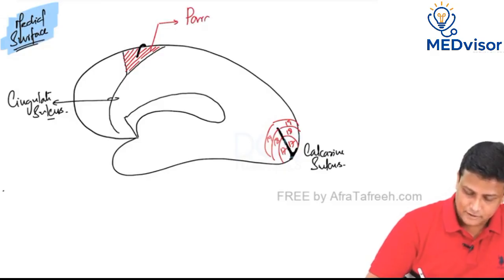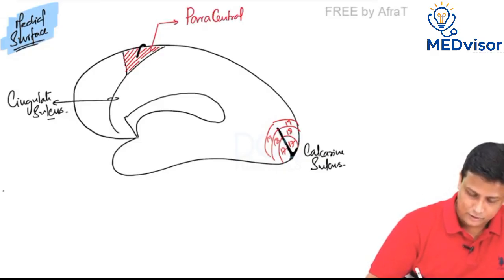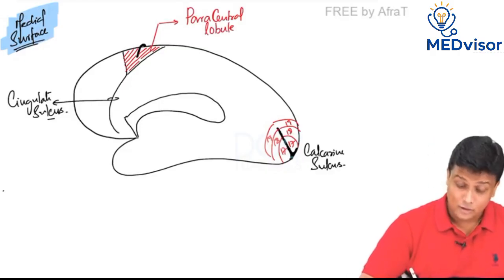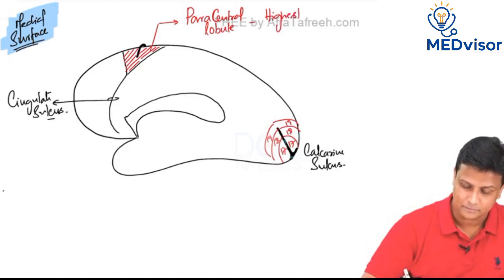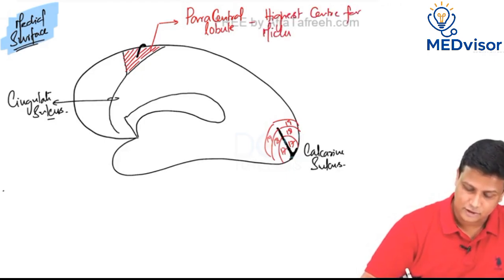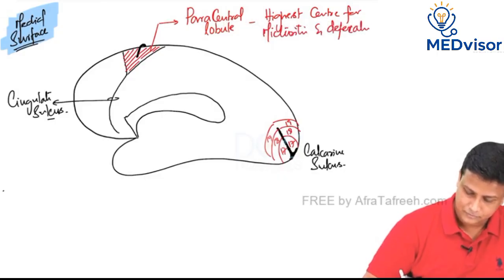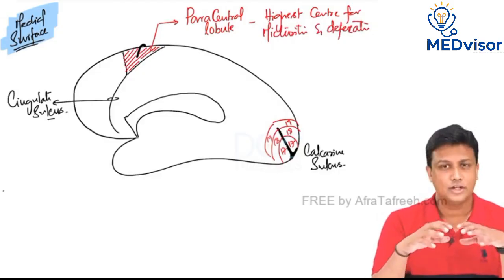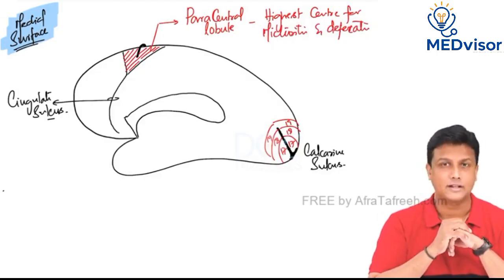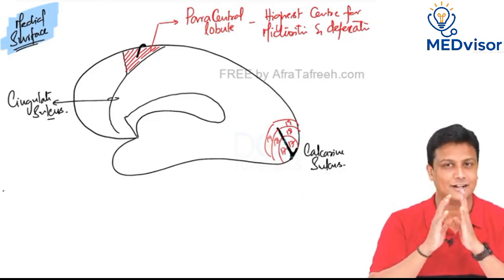So paracentral lobule. Now what is the importance of this paracentral lobule? It was recently asked in the exam. Remember, it is the highest center which is actually controlling the micturition and defecation. So the highest center in our body which is actually controlling the micturition and defecation is actually the paracentral lobule, guys. That has been recently asked in the exam.